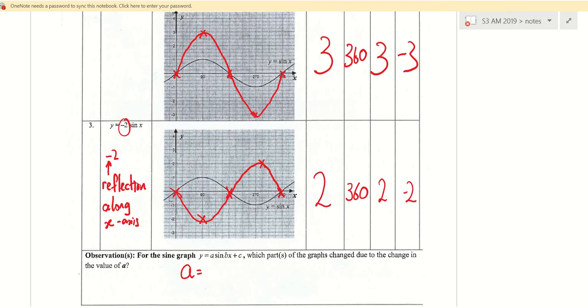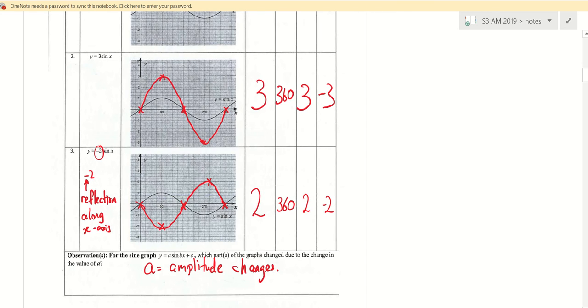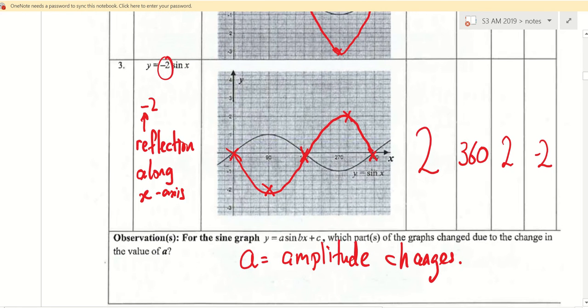When there's a 3 sine x, what happened? The amplitude becomes 3 times. So A means the amplitude changes. Anyone need to highlight anything? So the A in front of the sine means the amplitude. Okay, let's go to the next page.